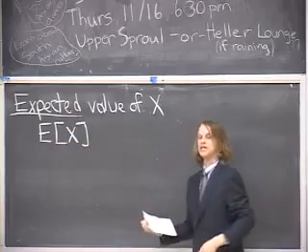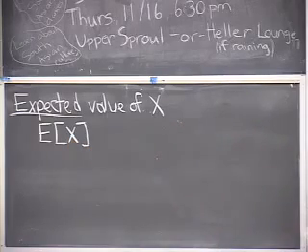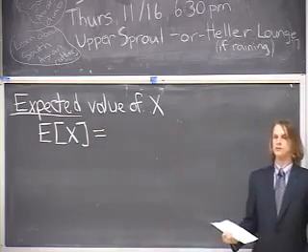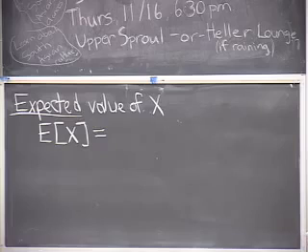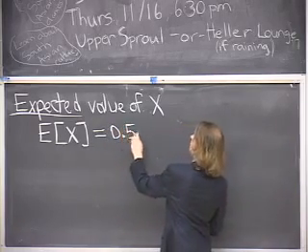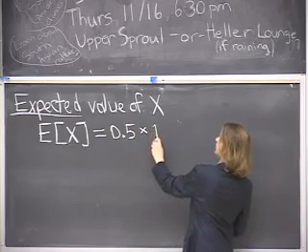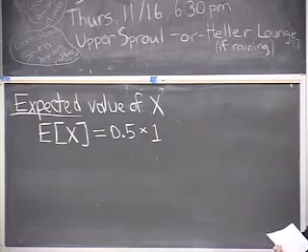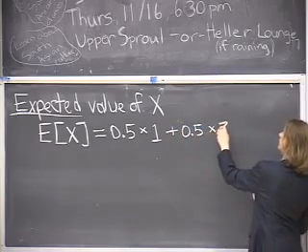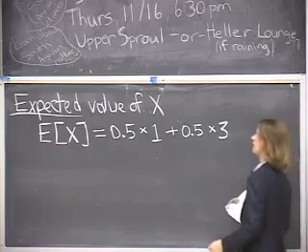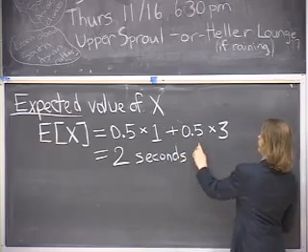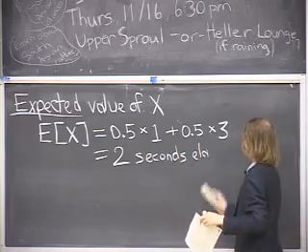First of all, here's the official notation for the expected value of X, E bracket X, close bracket. And that is equal to, well, what you do is you sum over all of the different possibilities the probability of it happening times the value you get if it happens. So with probability 0.5, it'll be 1. With probability 0.5, it'll be 3. So on average, our method takes 2 seconds expected time.